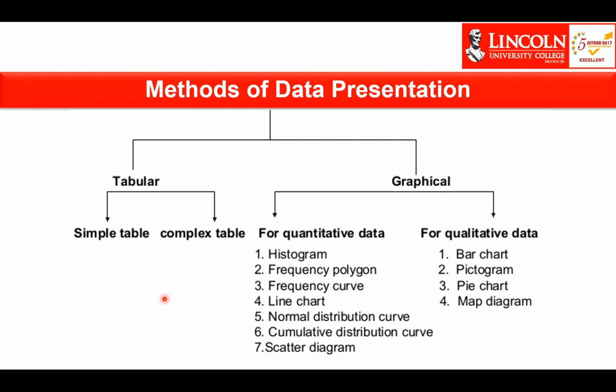Then for graphical, we have quantitative data. For quantitative data, we have histogram, frequency polygon, frequency curve, line chart, normal distribution curve, cumulative distribution curve, and scatter diagram. For qualitative data, we have bar chart, pictogram, pie chart, map diagram, and so on.